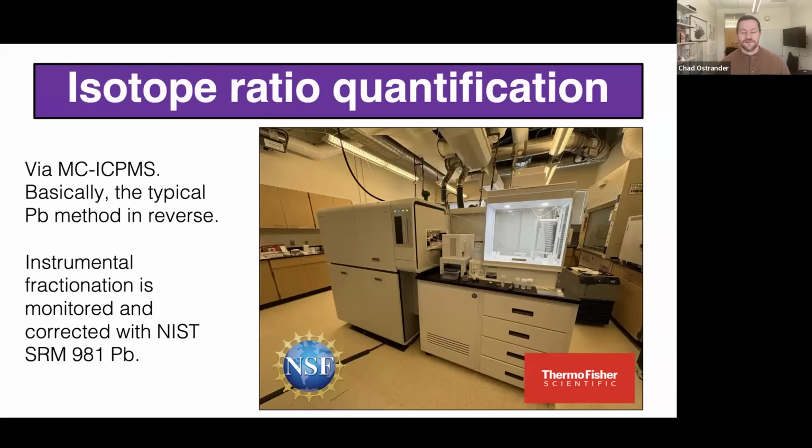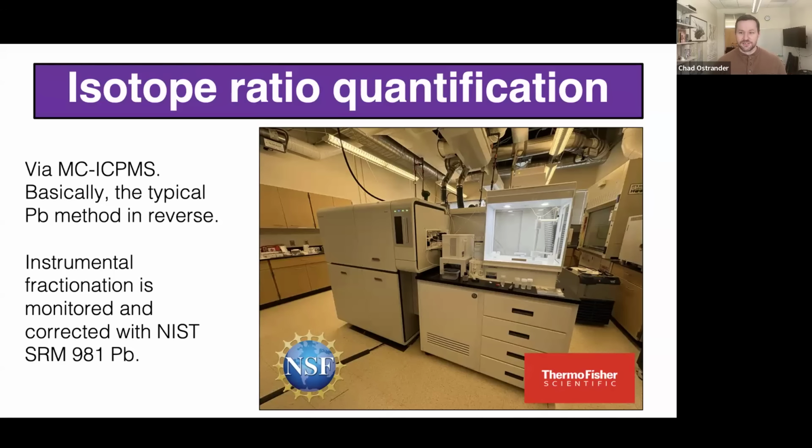For isotope ratio quantification, my preferred instrument is the multi-collector inductively coupled plasma mass spectrometer. And this method is a really simple analytical method. This is a low resolution measurement. If anyone has done stable lead isotopes, it's the same cup configuration. It's basically the lead method in reverse.